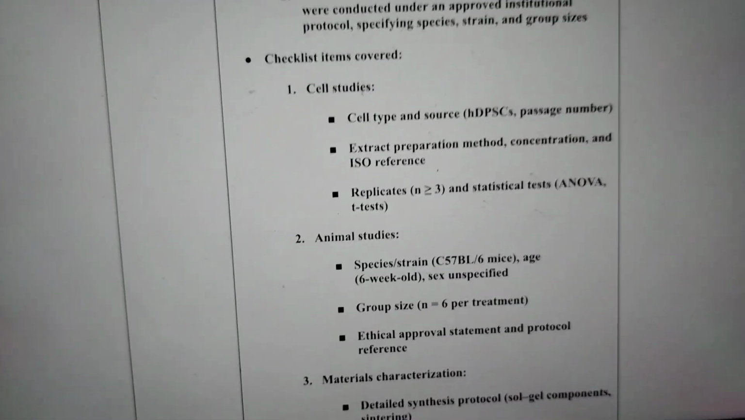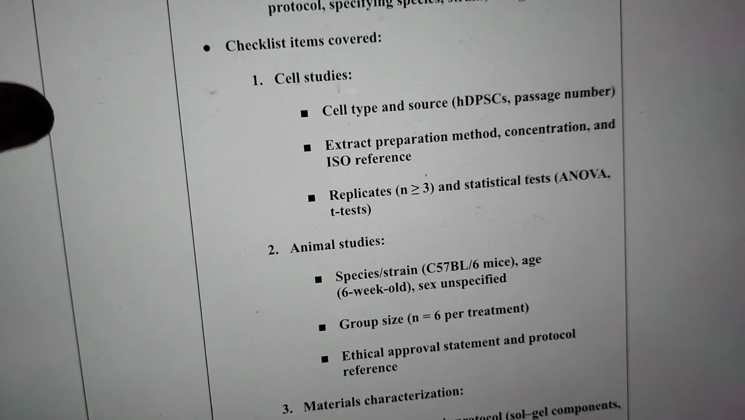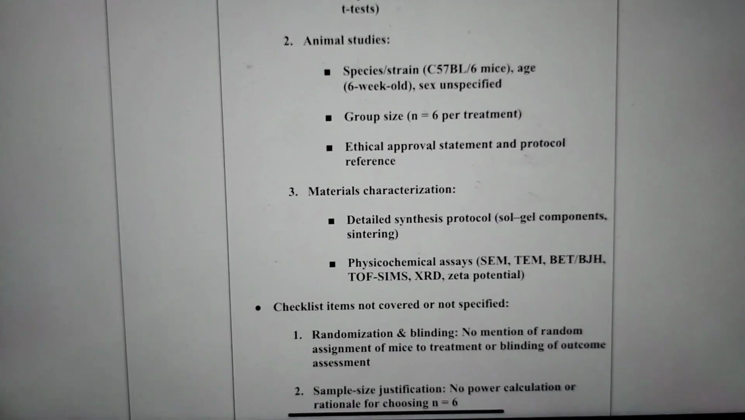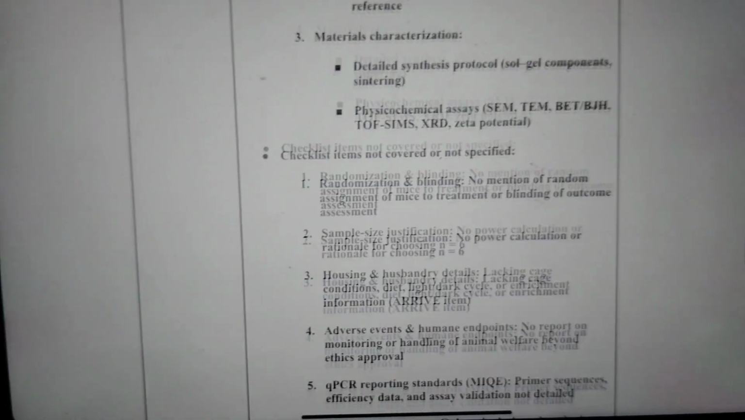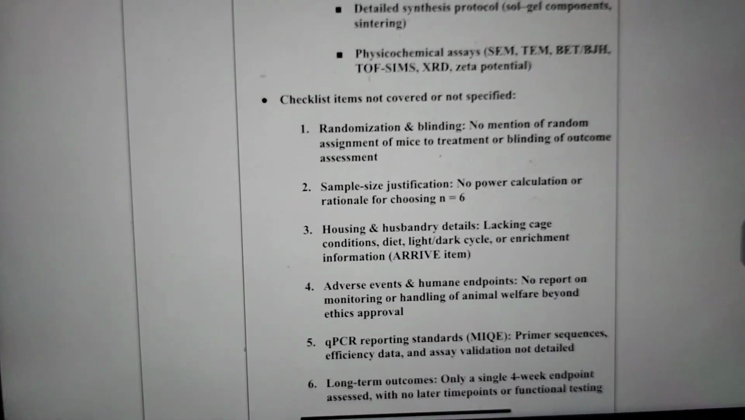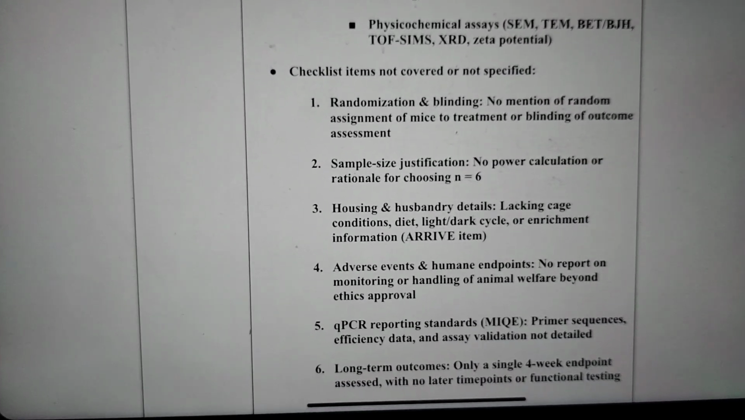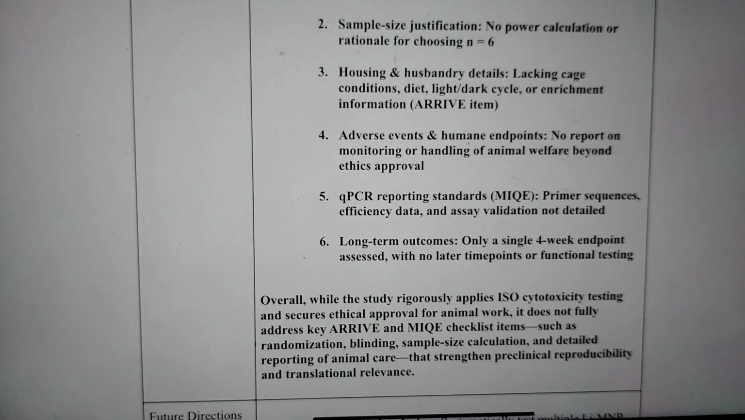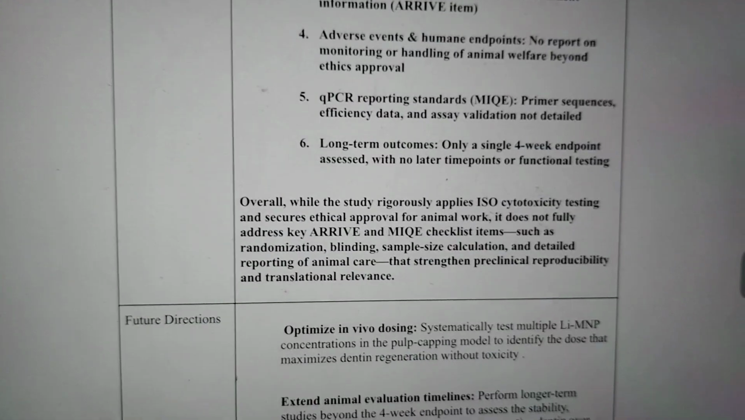Checklist items: cell line study, animal studies, material characterization. All were done properly. Not covered were randomization and blinding, sample size justification, housing and husbandry details, adverse effects and humane endpoints, qPCR reporting standards; long-term outcomes were not reported.